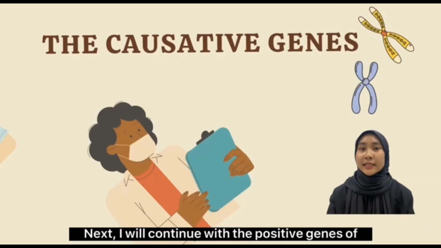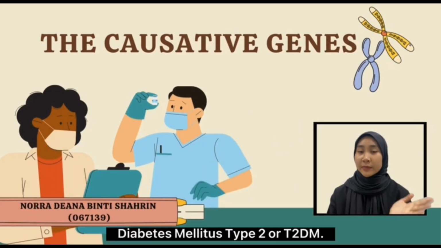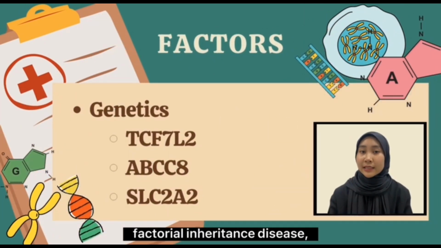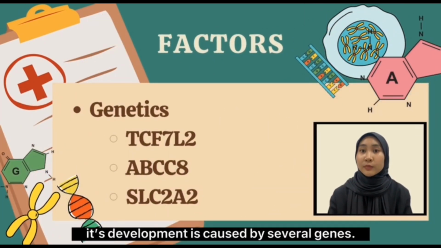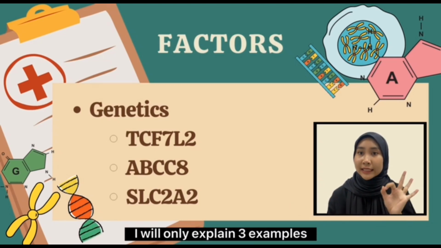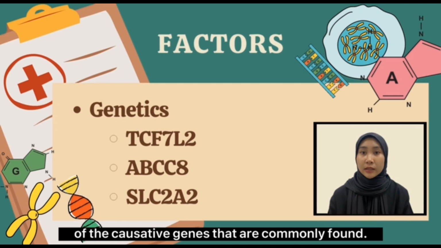Thank you, Balkis. Next, I will continue with the causative genes of diabetes mellitus type 2 or T2DM. As diabetes mellitus type 2 is a polygenic and multifactorial inheritance disease, its development is caused by several genes. However, in this video, I will only explain 3 examples of the causative genes that are commonly found.